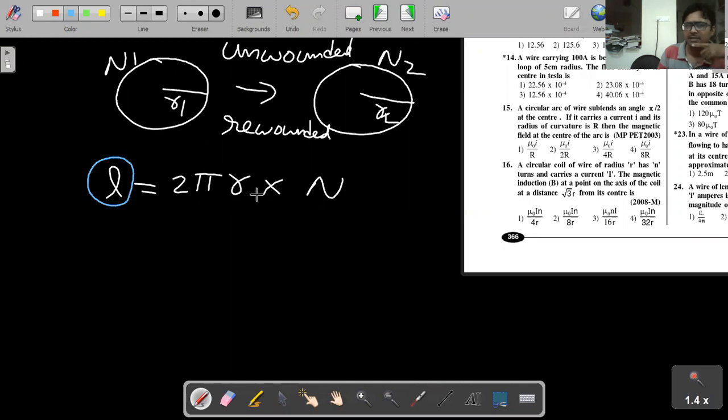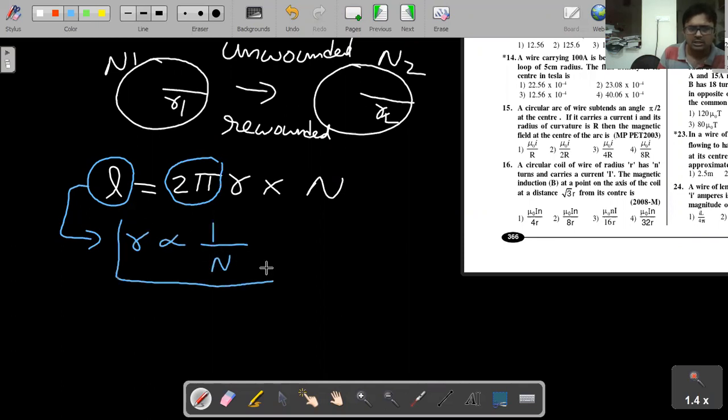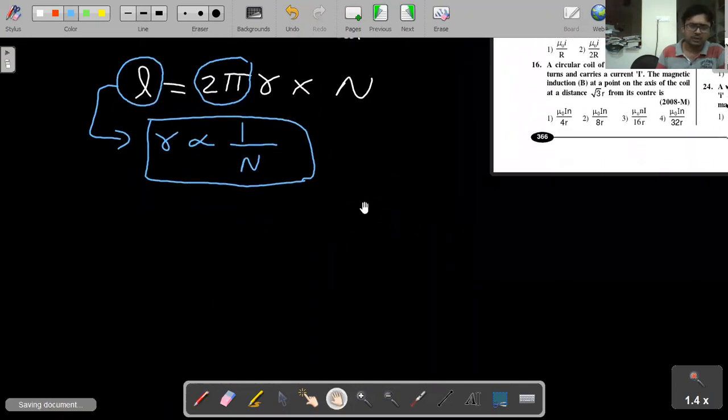How do you know the length is the same, sir? Because you can notice here, the total circular wire, whatever it is, the same wire you unwound and again rewound into the second circle. So anyhow the length is constant, 2 pi is constant, and the radius is inversely proportional to the number of turns. That is the game. Radius is inversely proportional to the number of turns.